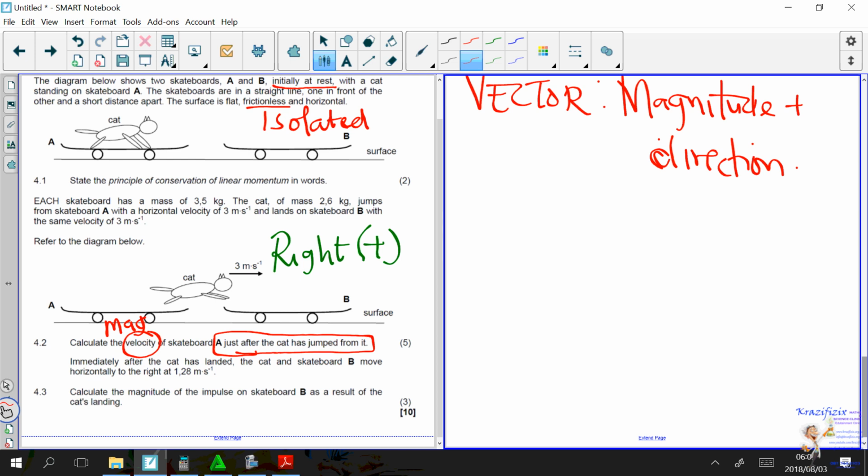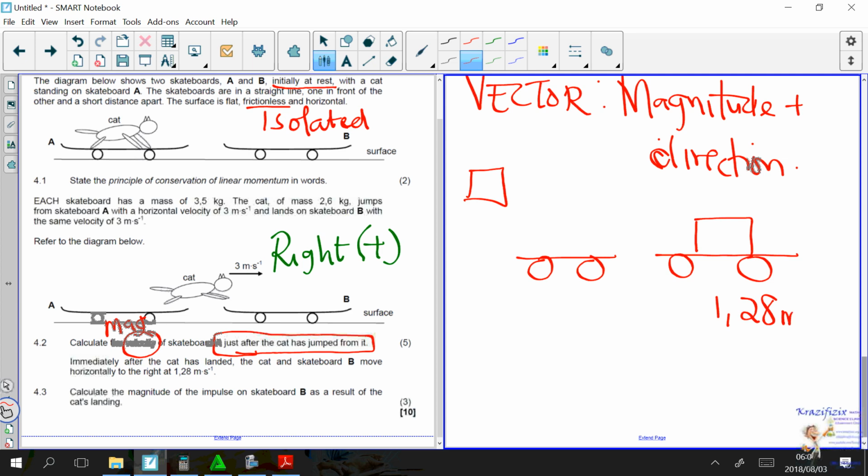Immediately after the cat had landed, the cat and skateboard B move horizontally to the right at 1.28 meters per second. All right, let's look at this. The cat now lands on B. Okay, they were separate before as well, and now final, which is almost the opposite of that. But they now move together at 1.28 meters per second to the right. So we have a positive. Here we have VI of this is 0, stationary. But the cat has a velocity of 3 meters per second.